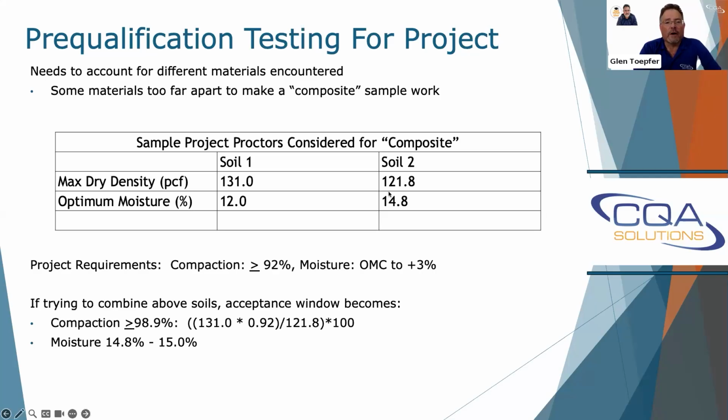So your window of moisture has greatly shrunk. And if you're trying to compact this soil number 2 to meet the same requirements, you're really going to be at just about 98.9% of the 131 value. So you've got a really small window where this material is going to work together, if it'll even work together. And that's something just to keep in mind that really impacts results, and it impacts the quality of the job.